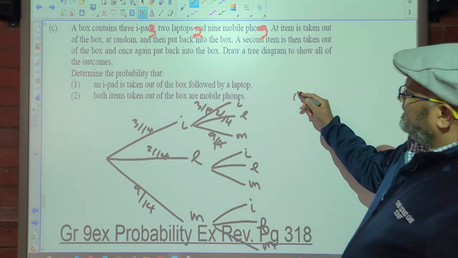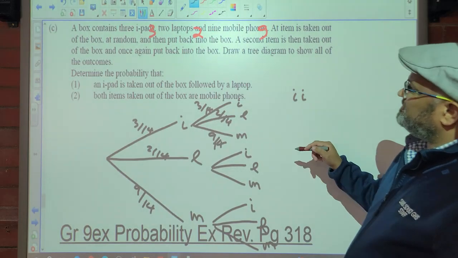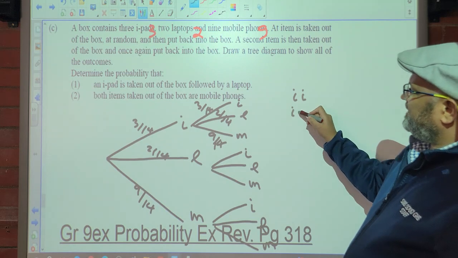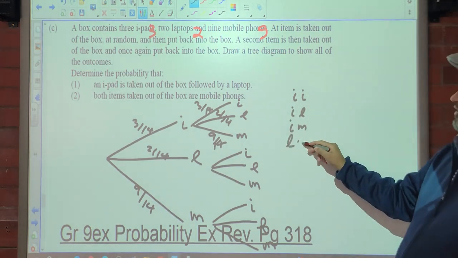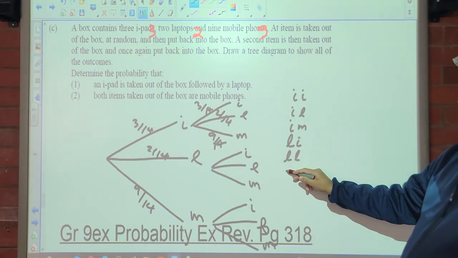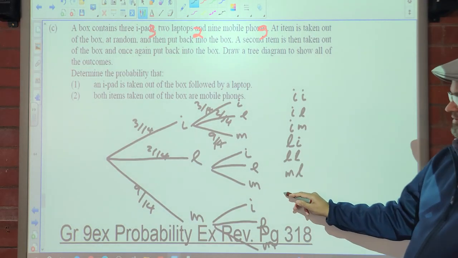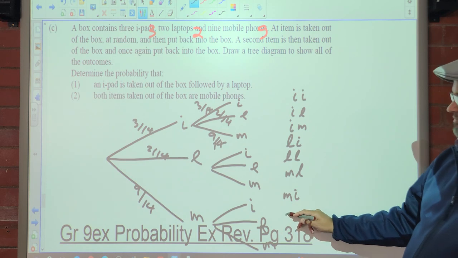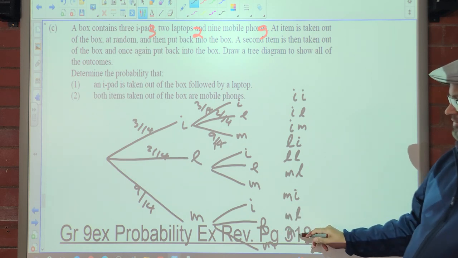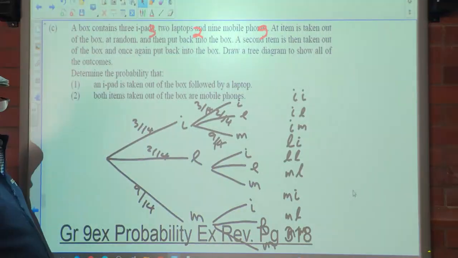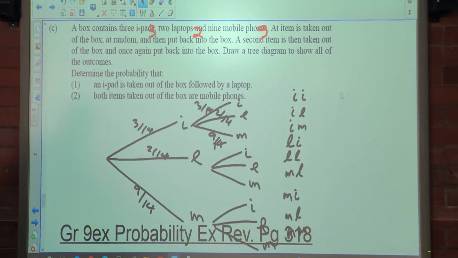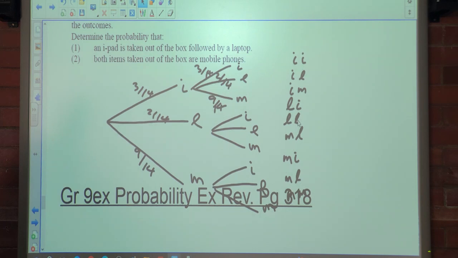Could be iPad, iPad. Then iPad, laptop, iPad, mobile phone. Then laptop, iPad, laptop, mobile phone, laptop. Then mobile phone, iPad, mobile phone, laptop, mobile phone, mobile phone. Do you guys understand? How many outcomes are there? 9.